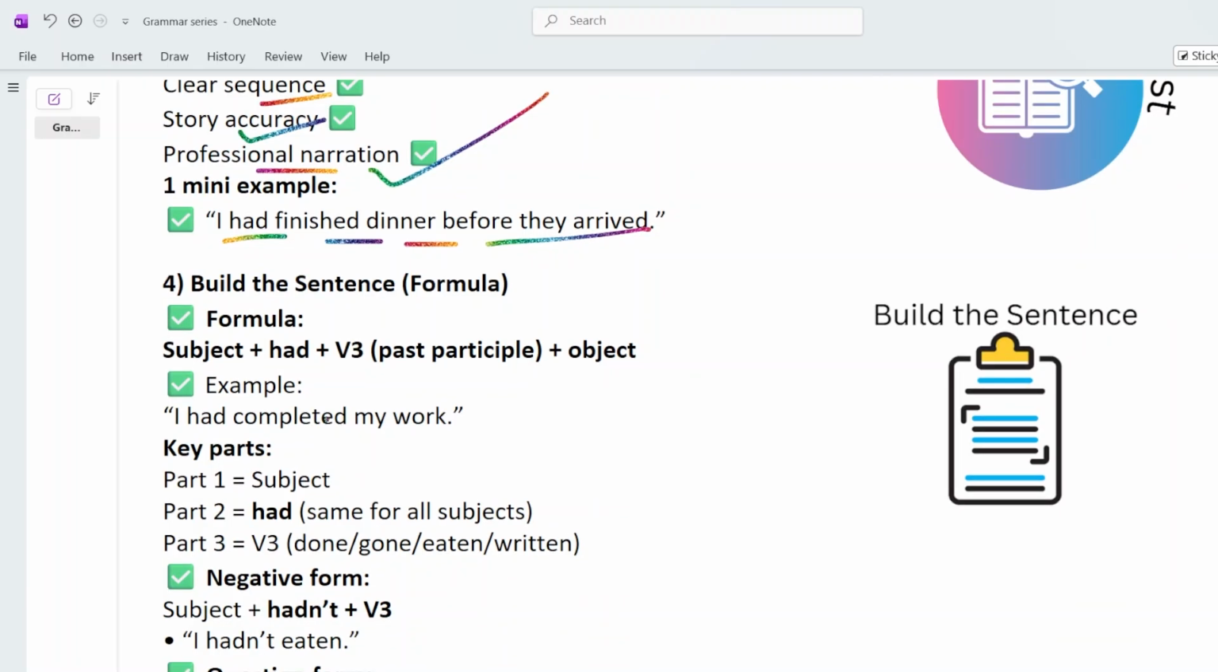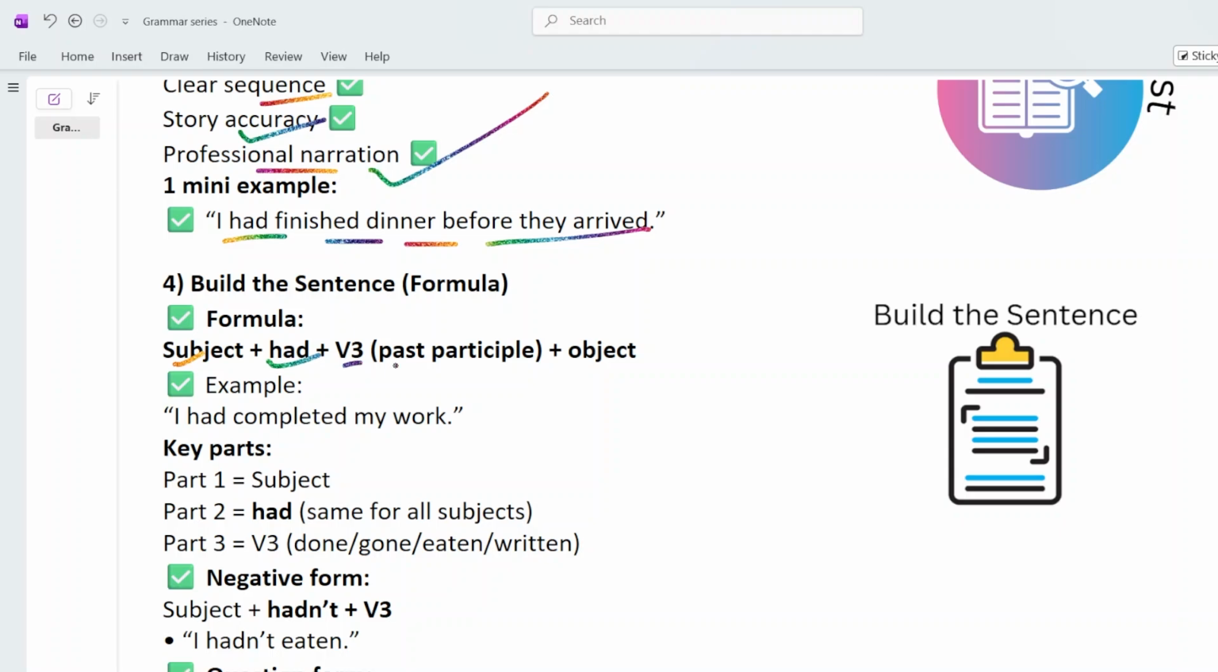Okay. Now let's look at the structure, and it is super easy to remember. Look at this. The formula is subject plus had. Had is the only auxiliary verb that we'll be using under past perfect tense, plus verb 3.